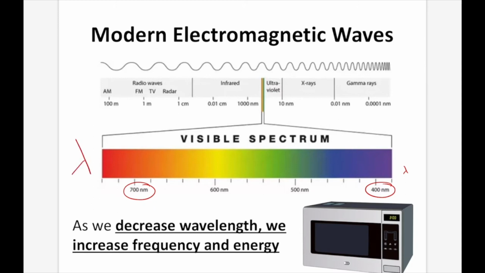So as we decrease wavelength, we increase frequency and energy. So gamma rays have a higher frequency, right? Frequency goes up down here, and frequency is lower down here. If it has a higher frequency, it's going to have more energy, and it's going to be more dangerous. So if you get struck by gamma rays, you're going to be in a lot more trouble than if you're struck by radio waves, which we're struck by all the time.